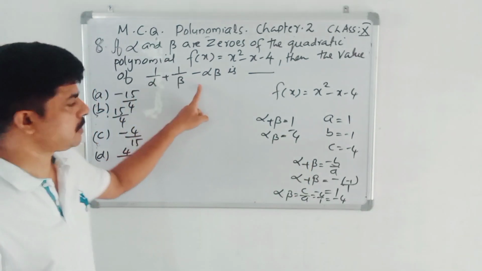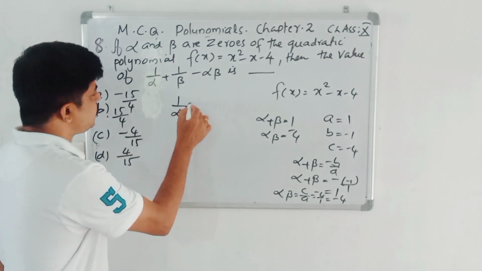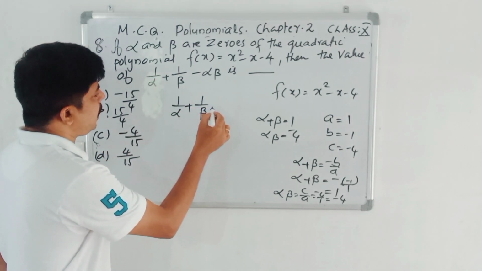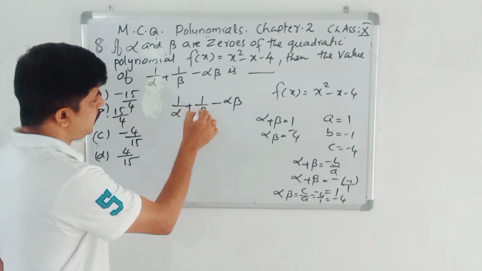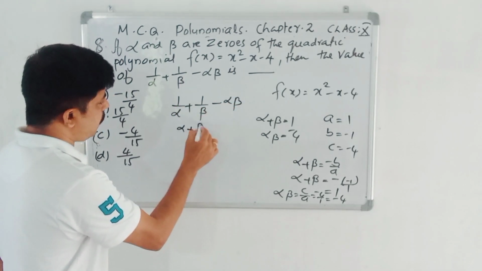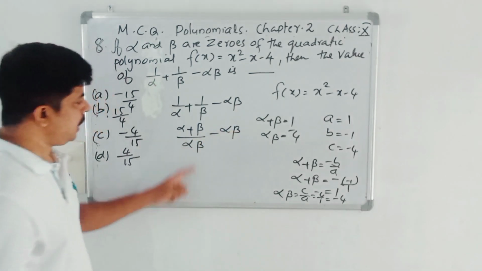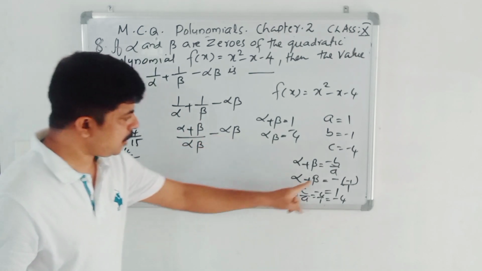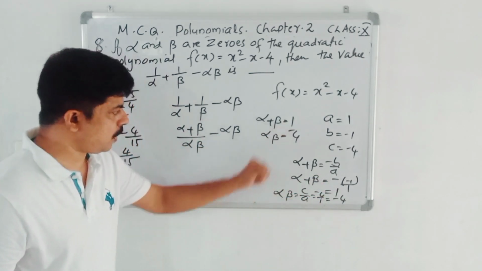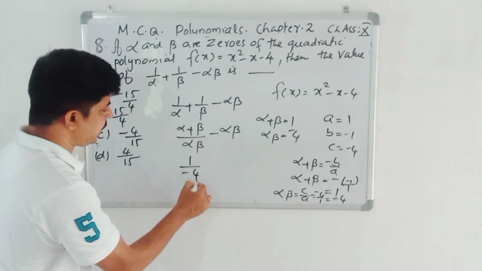Now we have to do some simplification here. We have to simplify 1 by alpha plus 1 by beta minus alpha beta. Just by the cross multiplication method we can do alpha plus beta by alpha beta, minus alpha beta. Here we have the sum of the zeros, alpha plus beta, and the product of the zeros, alpha beta. Both values we already found. Therefore, alpha plus beta is 1 and alpha beta is negative 4.